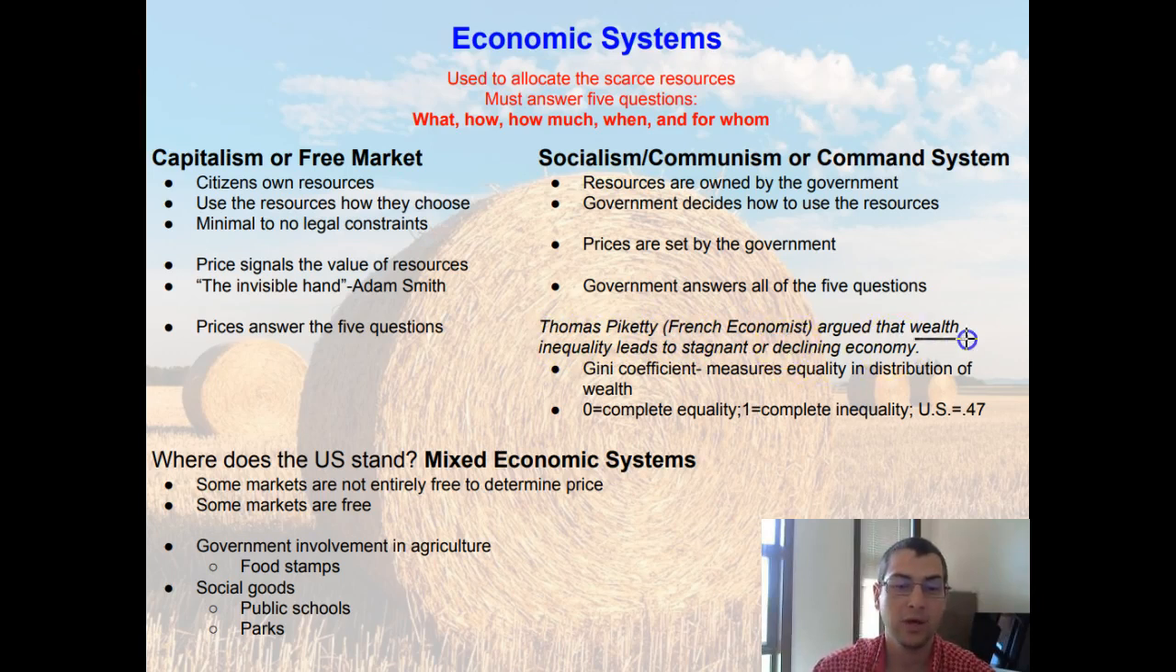He argues that wealth inequality leads to a stagnant or declining economy. And what he's saying is that for an economy to truly survive, there must be equality in wealth, and everybody is essentially making around the same money. Well, this is known as socialism or communism. So he argues that.